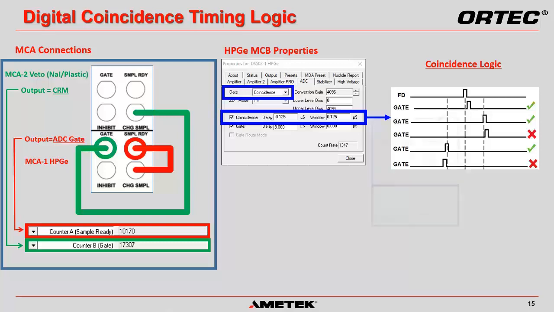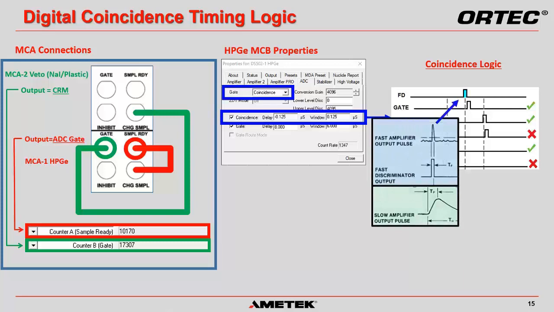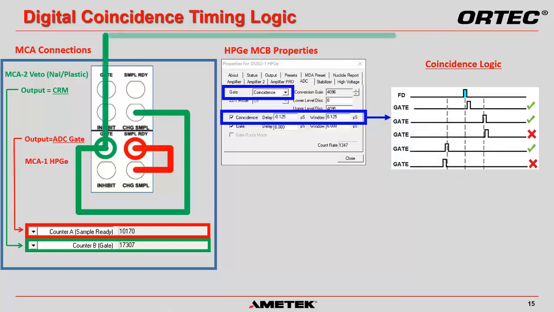Recall that the fast discriminator indicates the beginning of a pulse to be processed, which correlates to the arrival of the photon. The gate signal is generated from the Veto detector based on the arrival of a photon there as well. Several factors can affect the time at which coincidence pulses are generated and detected on each end of the logic tree, but the difference is pretty consistent with a particular configuration.